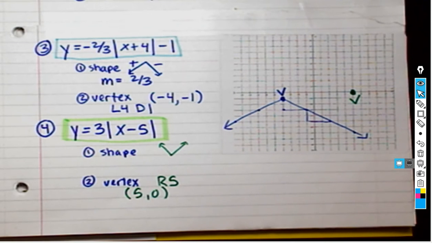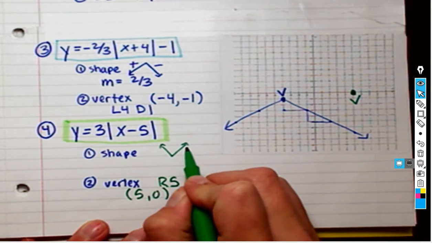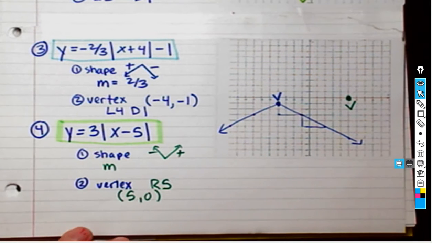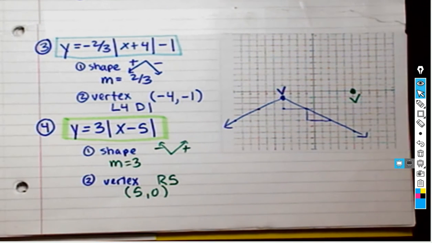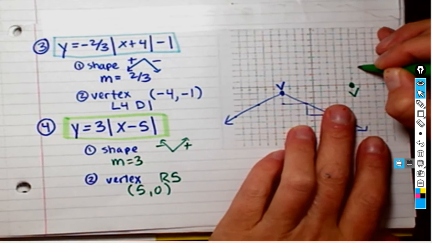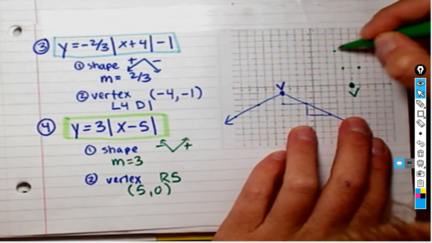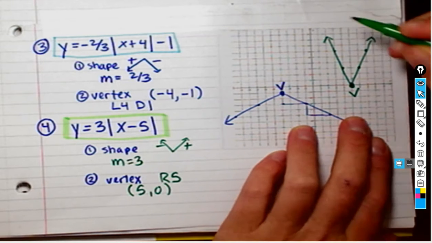Sydney, which side has a positive slope? Which side has a negative slope? The side on the right is positive, and the side on the left is negative. Okay. And the slope, Max? Slope would be 3. Yes, 3. Okay. Graph away. Okay, wonderful.